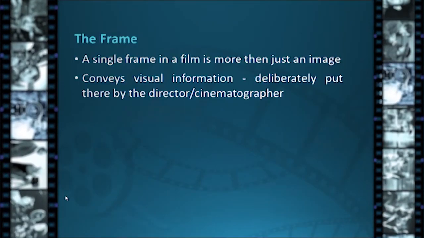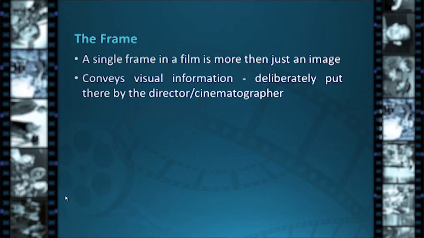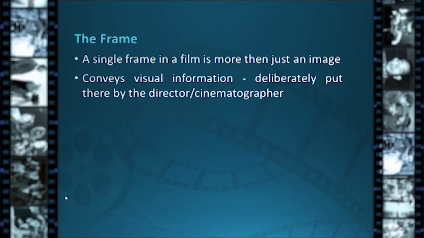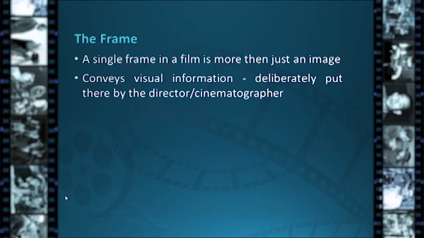And therefore, it becomes very important for us to understand how the frame is constructed, what happens in a frame. Now, very simply, a frame conveys visual information. Now, this information is something that the director has put in deliberately. So, nothing in a frame is unintentional. The next time you watch any film, you should pay careful attention to every element that you see on your frame. Because everything that you see on the frame, as I said, has been deliberately put in by the director or the cinematographer.